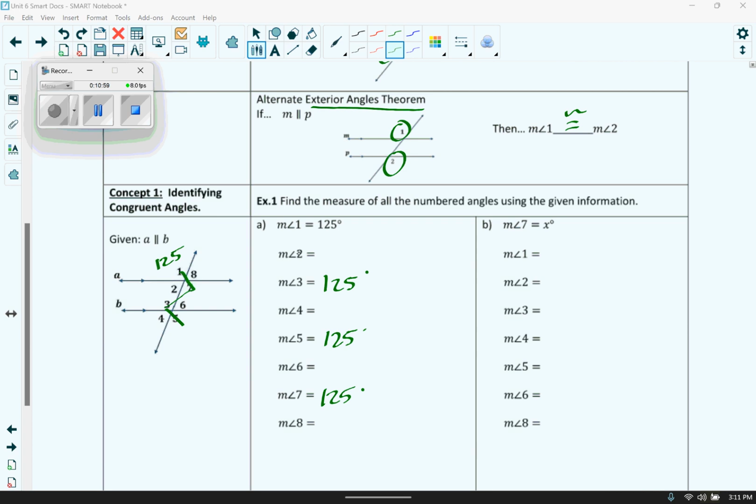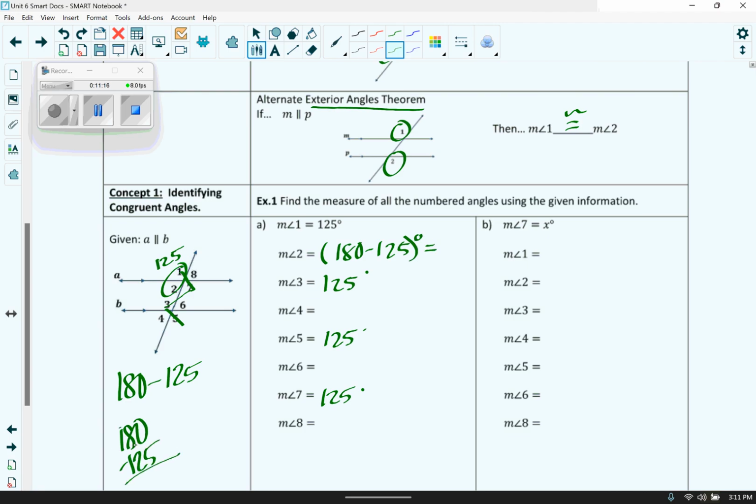So now I need to find out what 2 is. Well, 2 is right here, right? So that's going to end up being 180 minus 125 degrees, which is, in fact, 55. So it's going to be 55 degrees. So this is 55, this is 55, and this is 55.